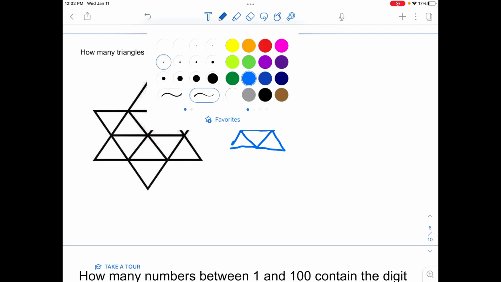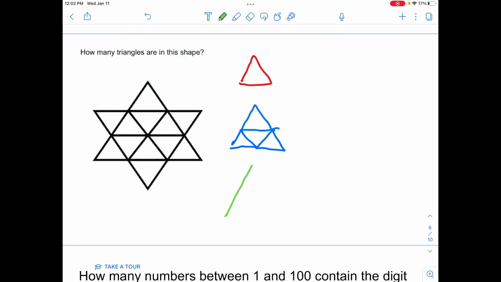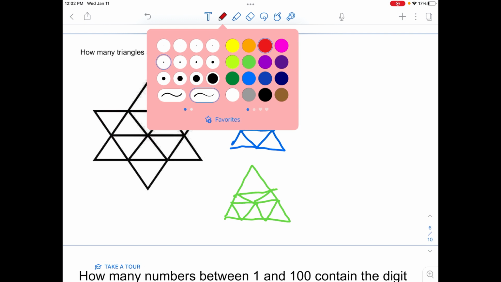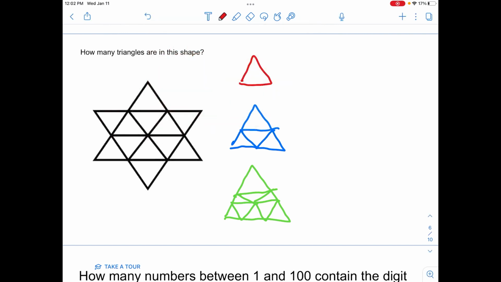And then on top of that, we also have these big triangles, that is a terrible picture, that are made up of 9 triangles. So that's all the possible sizes of triangles. There can't be any smaller, there can't be any larger. So if we can count these 3 types properly, then we can be pretty confident in our answer.